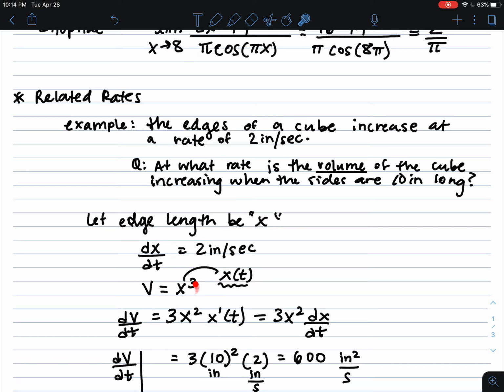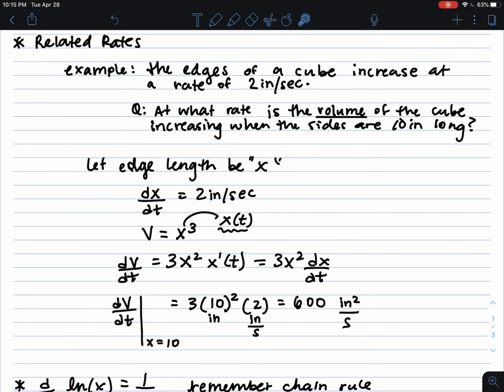So when we take the derivative of the volume to find the rate of change of the volume, we're going to have to do implicit differentiation. Sort of. It's more just the chain rule. But we did something similar to this when we did implicit differentiation. So we take the derivative of v with respect to t, and we get 3x squared. And then because x is a function of t, we need to multiply it by x prime of t, so the derivative of x with respect to t. That can just be rewritten as 3x squared times dx dt.